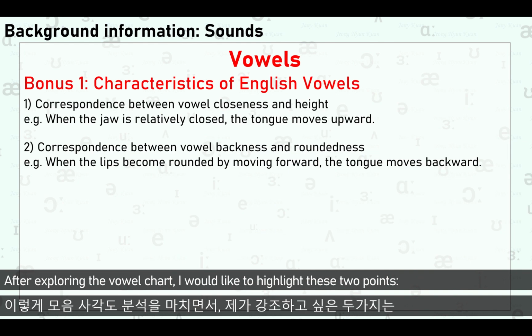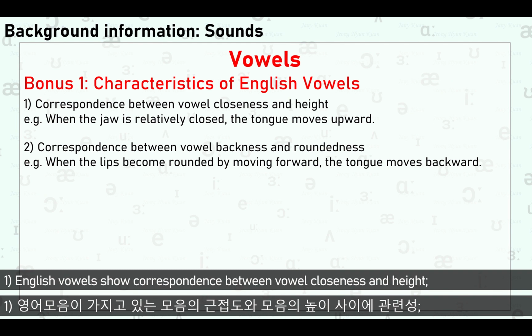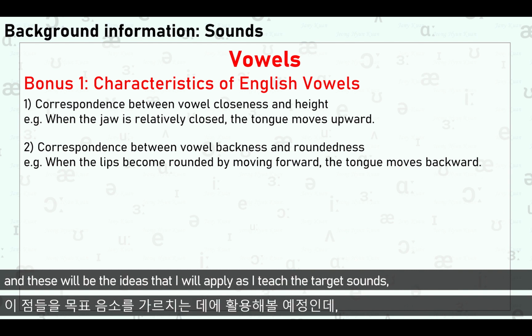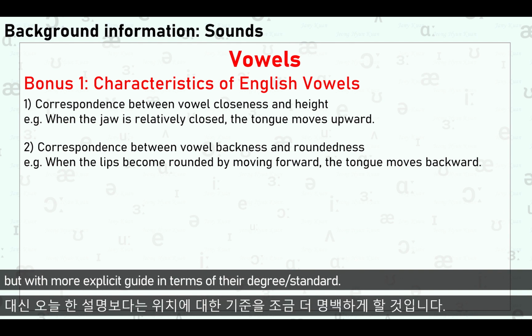After exploring the vowel chart, I would like to highlight these 2 points. 1. English vowels show correspondence between vowel closeness and height. And 2. They also show correspondence between vowel backness and roundedness. And these will be the ideas that I will apply as I teach the target sounds, but with more explicit guide in terms of their degree or standard.